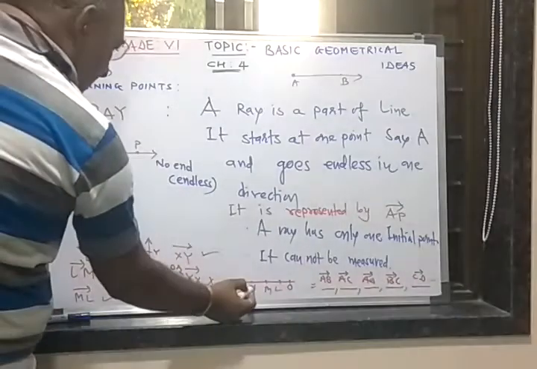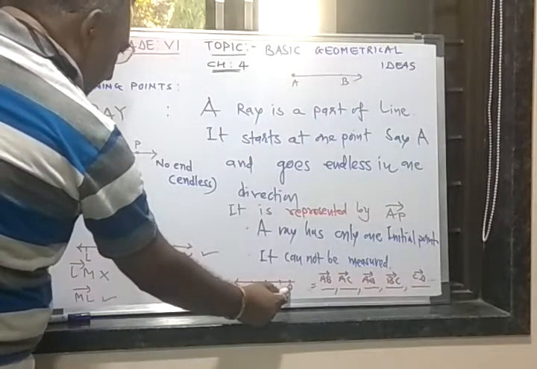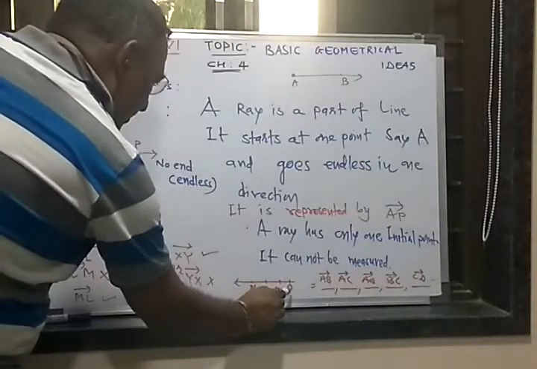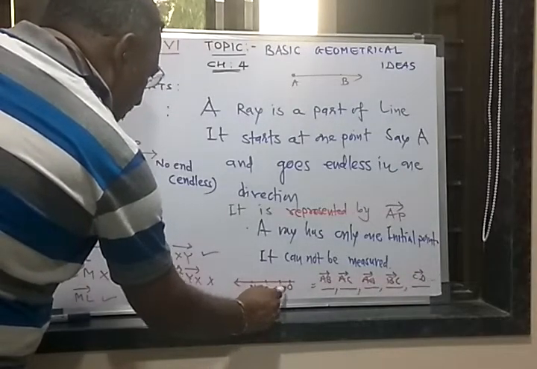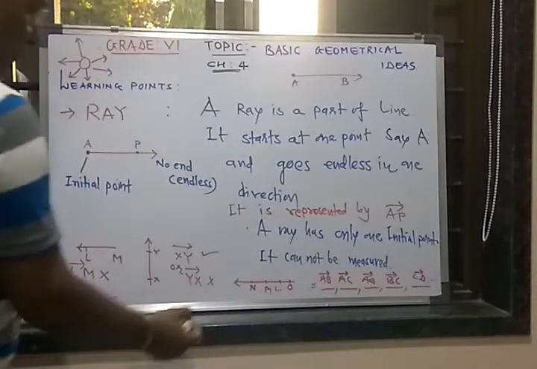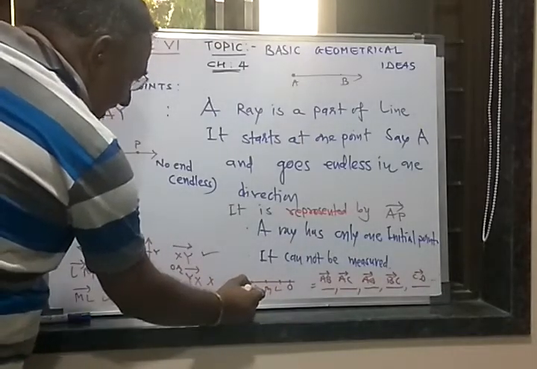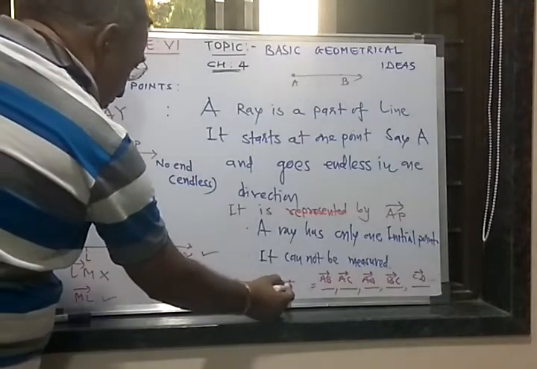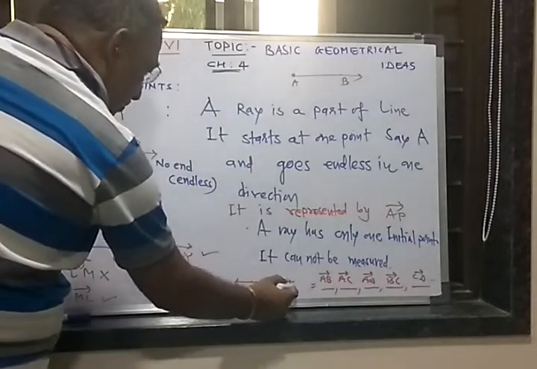Now from this figure you can write ray ON, ray OM, ray OL, but you cannot write ray NO, ray MO. It is not a ray. Ray LO, it is not a ray.